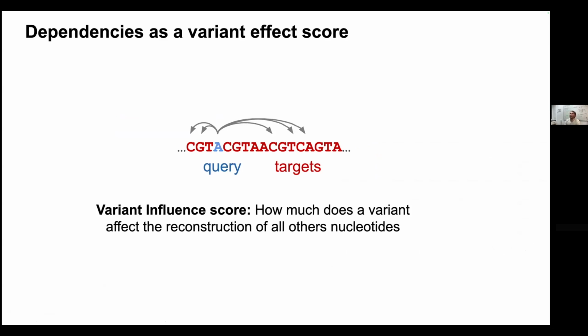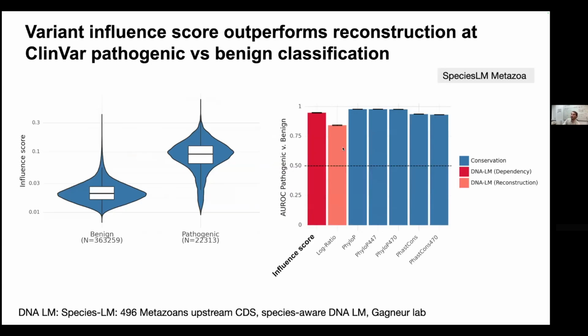And to finish, I'd like to show how we can use dependencies to score variants in the genome. There are several studies which leverage DNA language models to score variants by essentially comparing the reconstruction of the variant with the reconstruction of the reference nucleotide with a log ratio. But here we developed the variant influence score, which quantifies how much a variant affects the probability of all the other nucleotides in aggregate. We first focus on a data set, ClinVar pathogenic, which contains pathogenic and benign variants, and we subset it for non-coding variants.